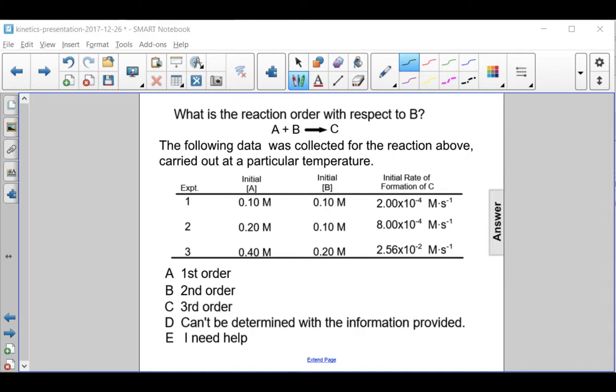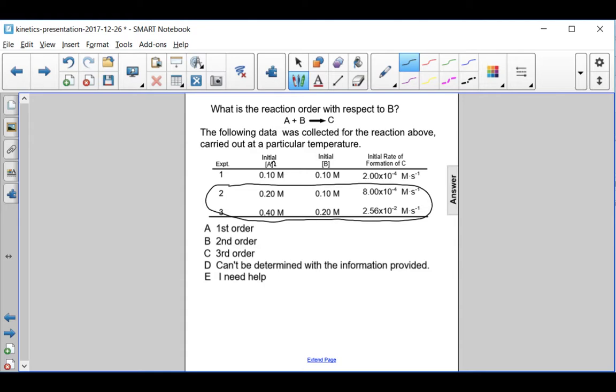So here's the thing. We can use experiment 2 and 3 to see what happens when we double the concentration of B. The problem is that we're also doubling the concentration of A at that point. And remember, in a previous question we had found out that the reaction was second order with respect to A. So the work here is a little more involved to figure out the reaction order with respect to B.